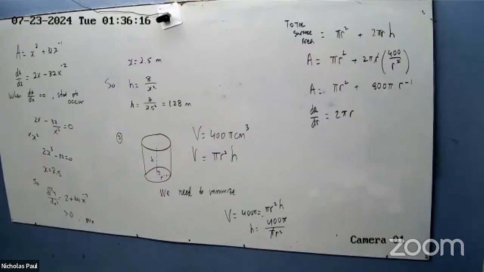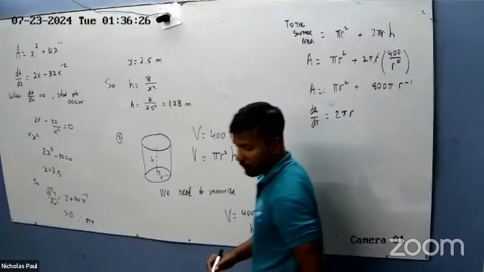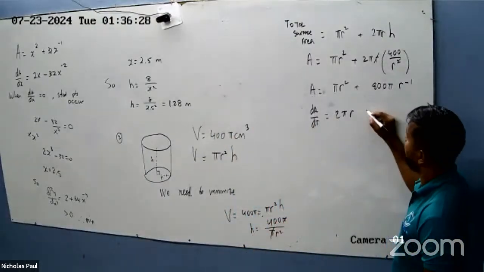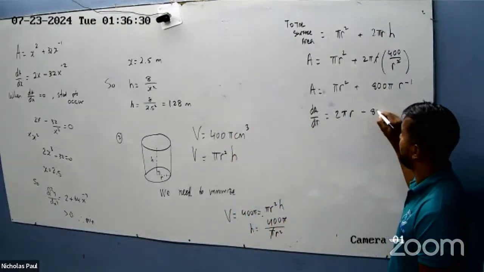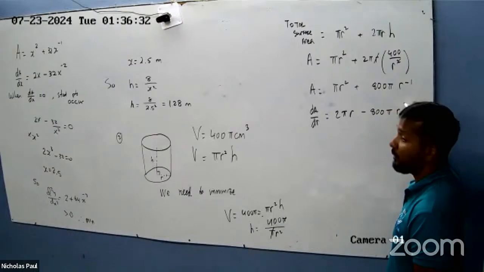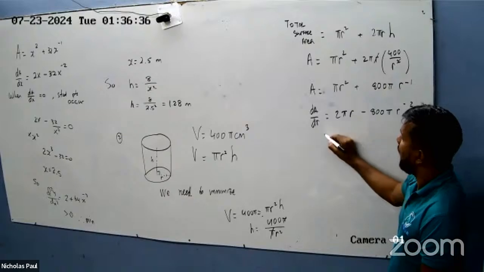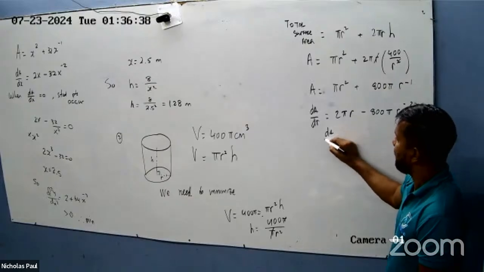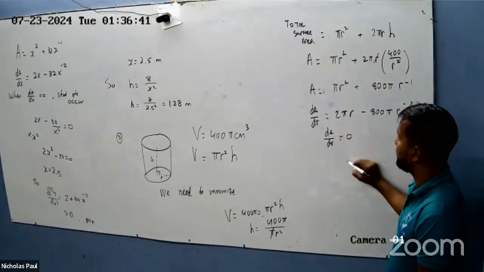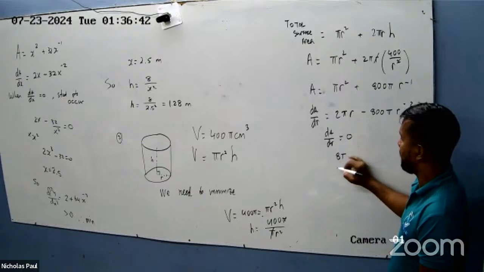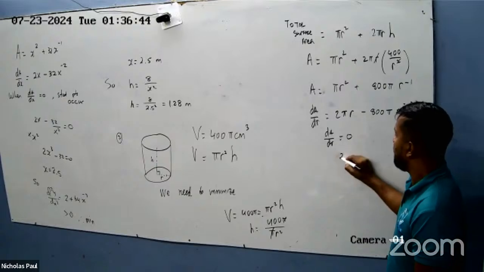That's after the differential. One of the r's cancels. So what's the differential here? Minus 800 pi r to the minus 2. And now we have to find dA/dr equal to 0. So that'll be 2 pi.